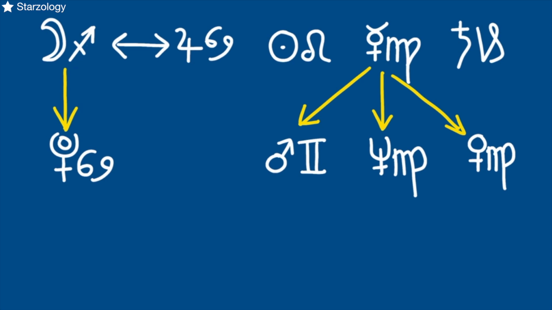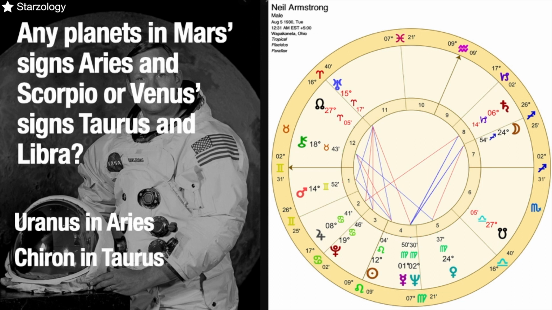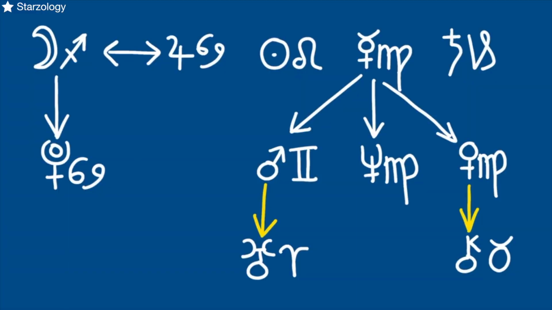So then we're going to say, are there any planets in these planets' signs? So are there any planets in Mars' sign, Aries or Scorpio? And in Venus's signs, Taurus or Libra. And the answer is we have Uranus in Aries and we have Chiron in Taurus. So they get drawn on the Dispositor tree. So Uranus is in Aries, that goes below Mars, and Chiron is in Taurus, so that goes below Venus.